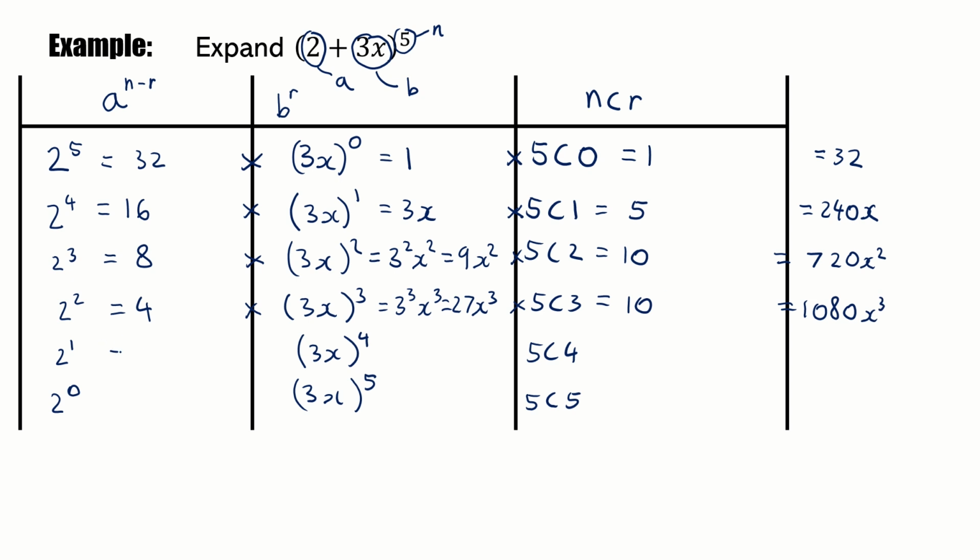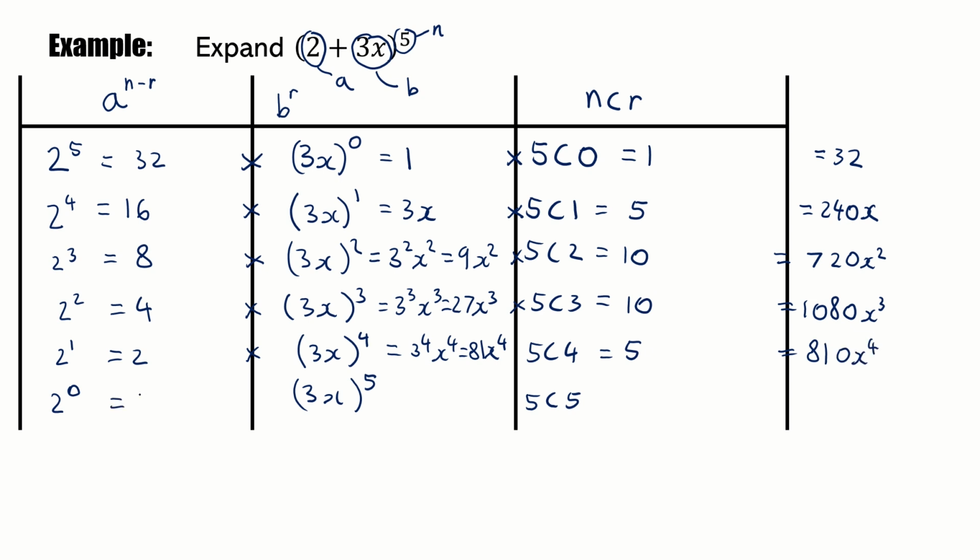And then 2 to the power 1 is, of course, just 2. 3x to the power 4 is going to be 3 to the power 4, x to the power 4, which is 81x to the power 4. And 5c4 is just 5. So then, therefore, that will get us 810x to the power 4.